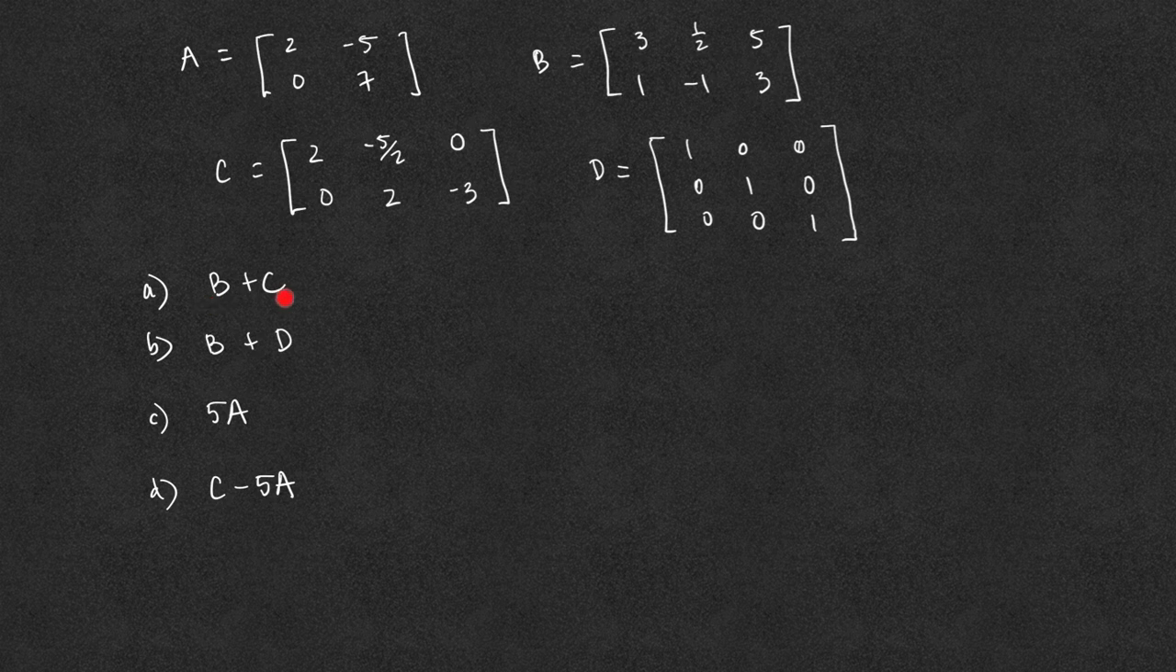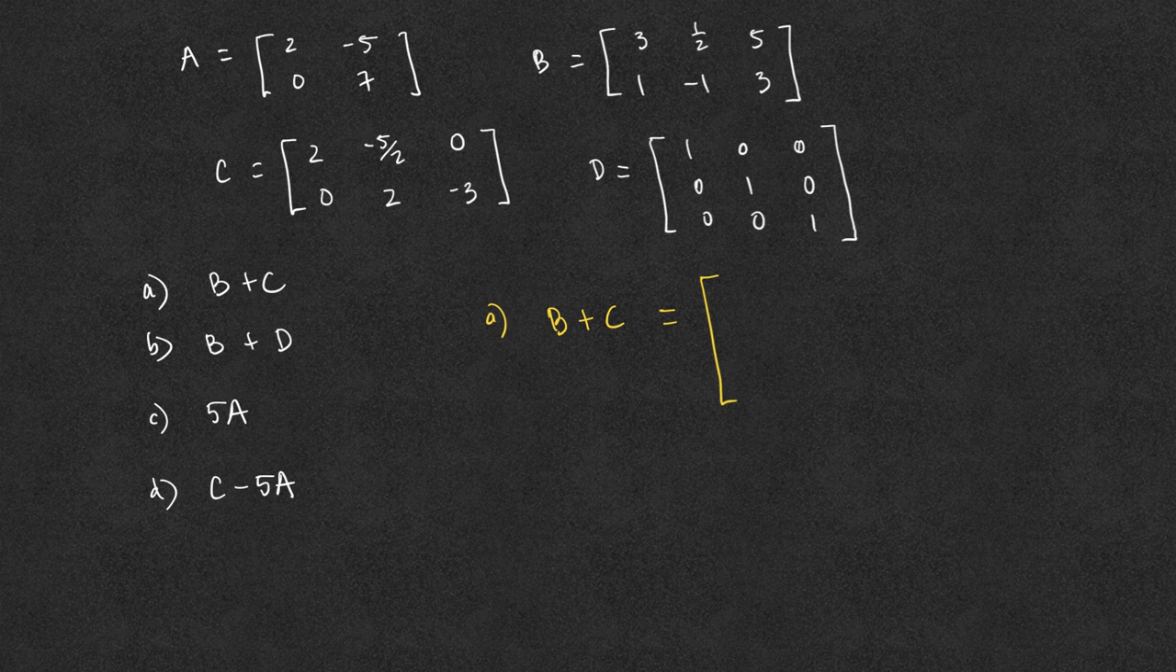Addition, B plus C. We can only add or subtract matrices that have the same dimension. Both B and C have the same dimensions, so we can add the two. The matrices B and C can be added using the corresponding entries. We add matrices by adding the corresponding entries.